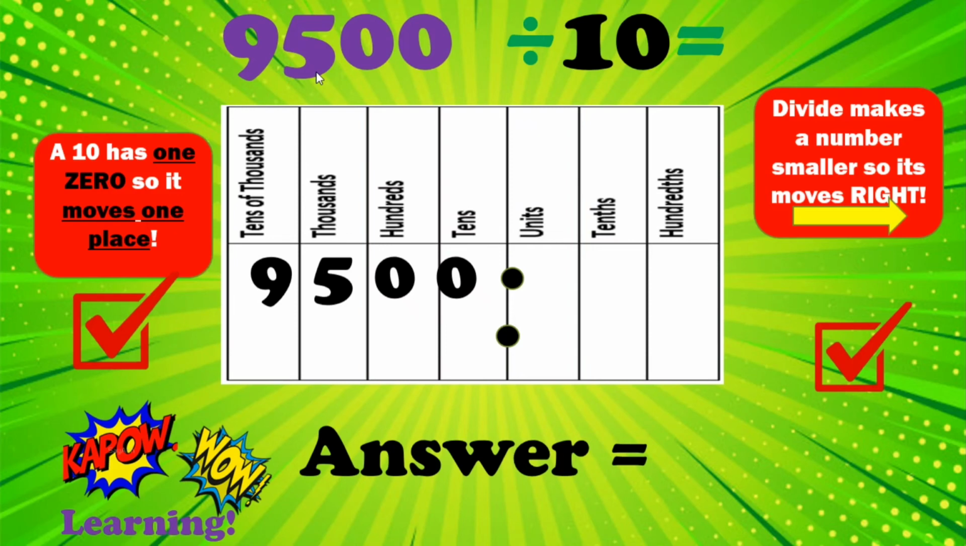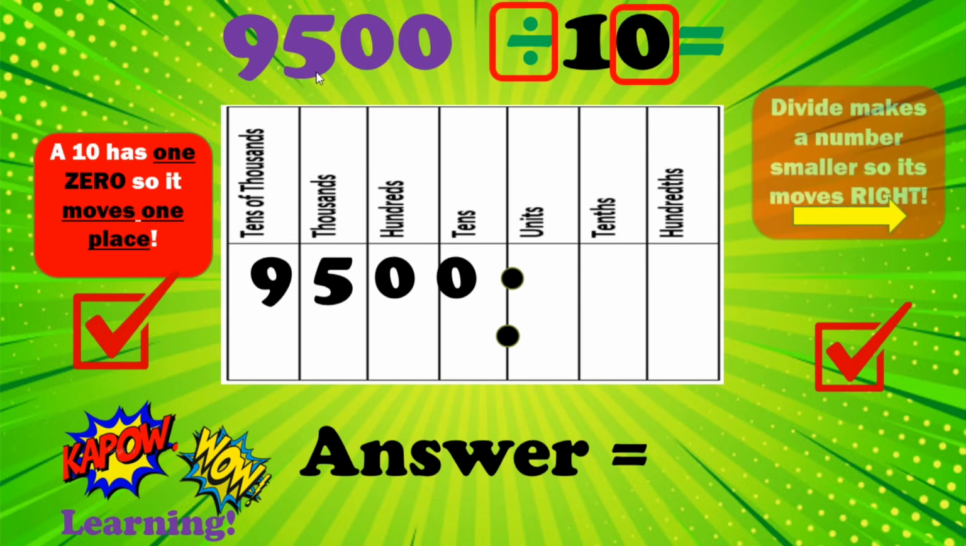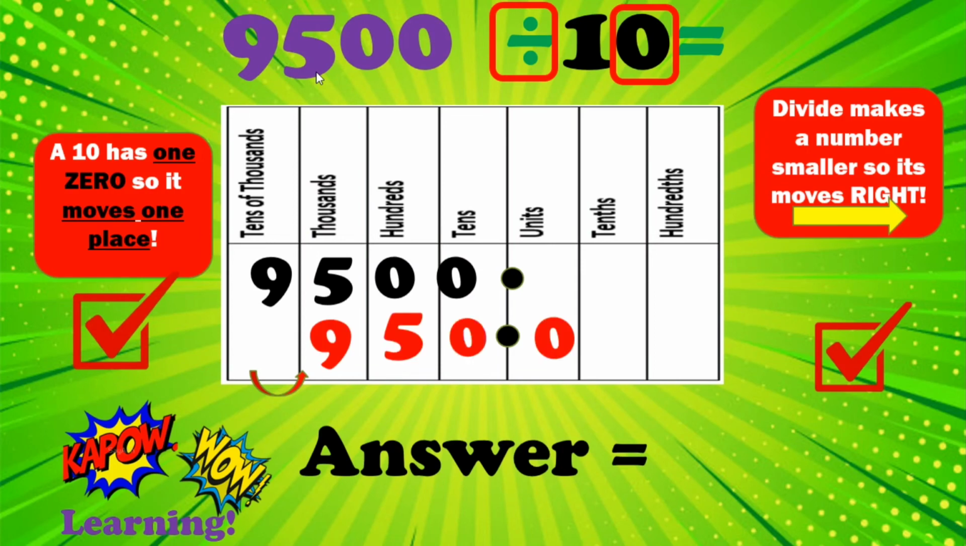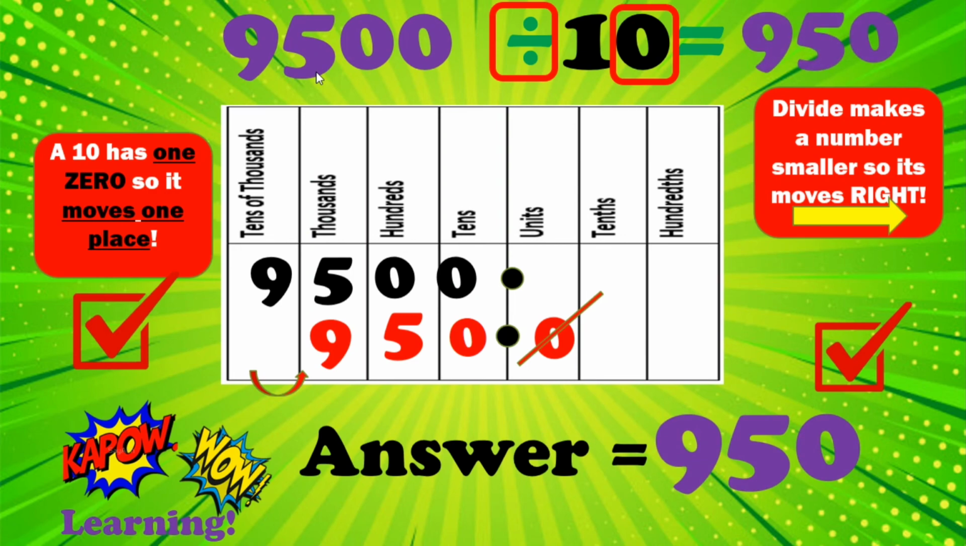9,500 divided by 10. So we have a 10. A 10 has 1 zero, so it moves one place. But we are dividing, so it gets smaller, so it moves to the right. We are going to move one place to the right because we're dividing by 10. So we put the 9 in there, the 5, the 0, the 0. Now we don't write 950.0. We could, but we could just cross out the 0. So the answer is 950.